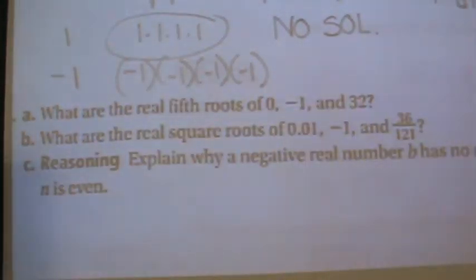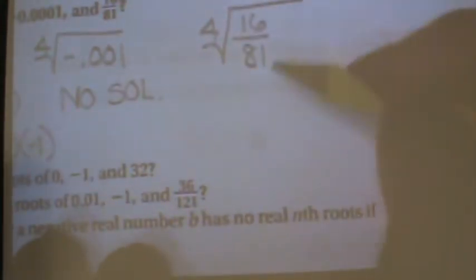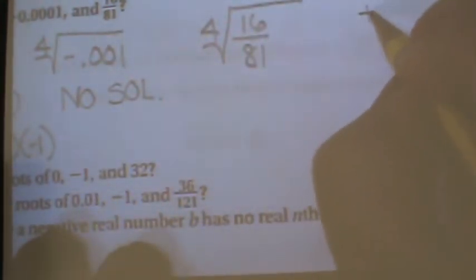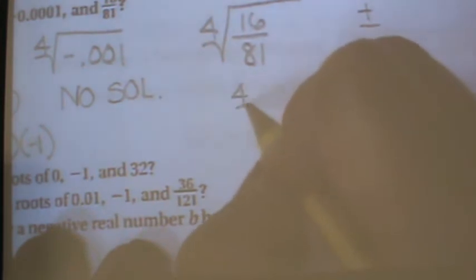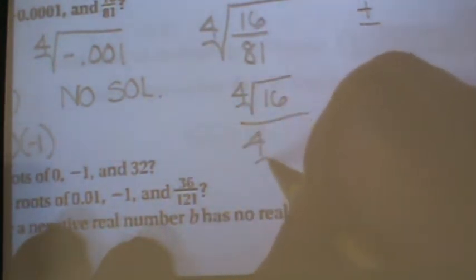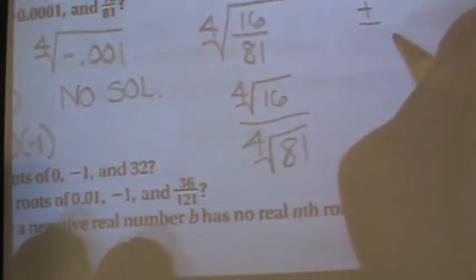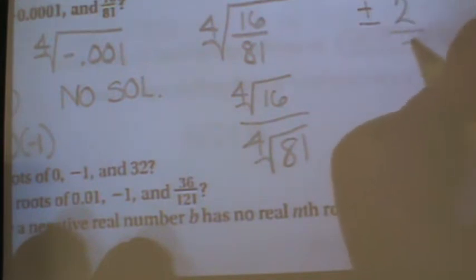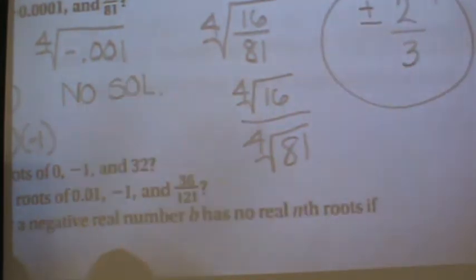So if you want to remember that, I'm fine with this. So this one will be plus or minus what? What's the 4th root of 16? 2. And what's the 4th root of 81? 3. You got it, 3. So that's the answer, plus or minus 2/3.